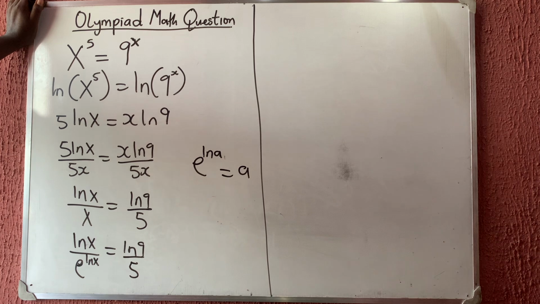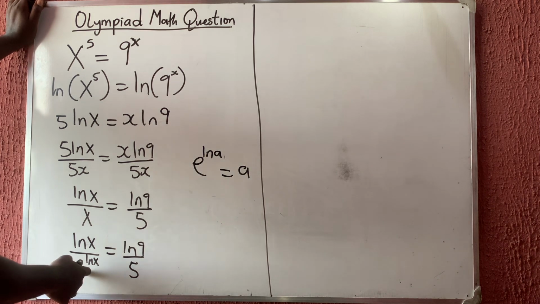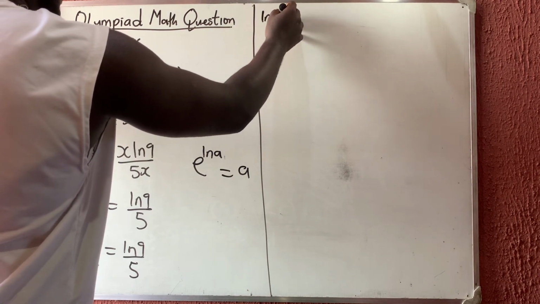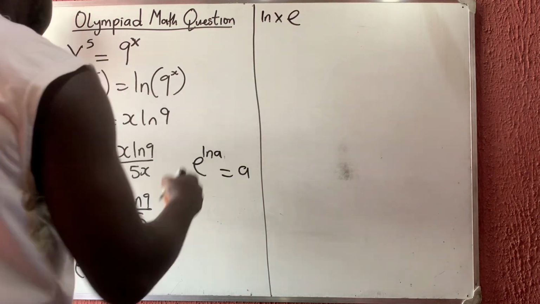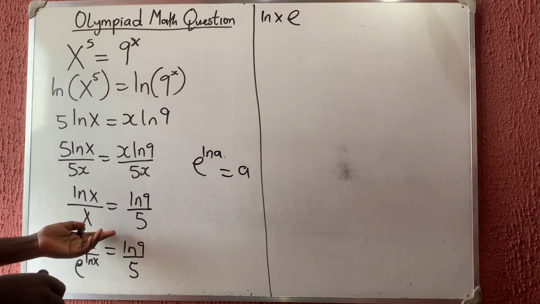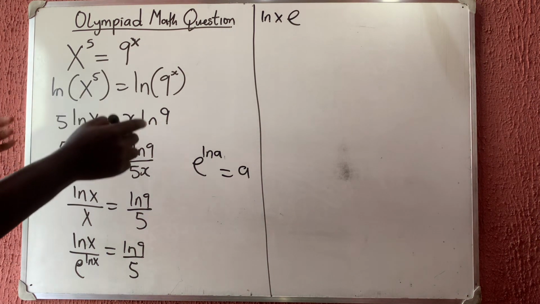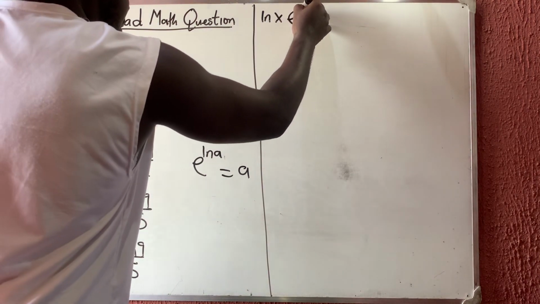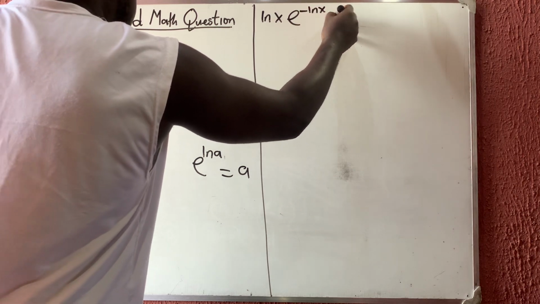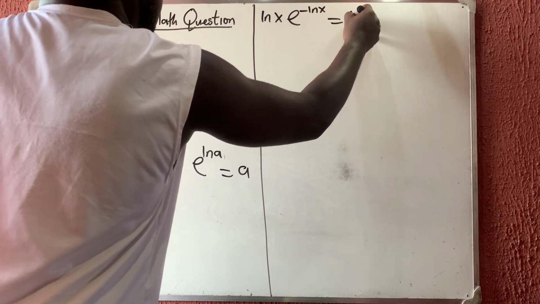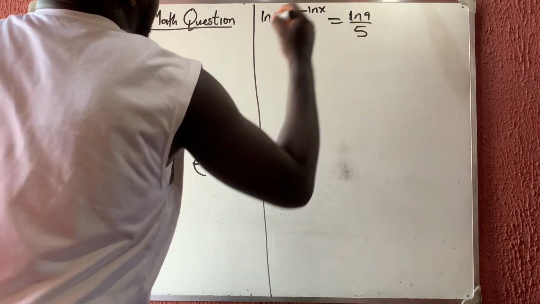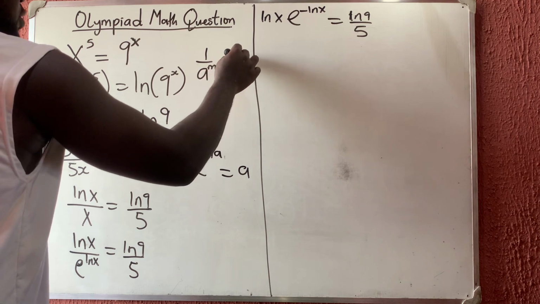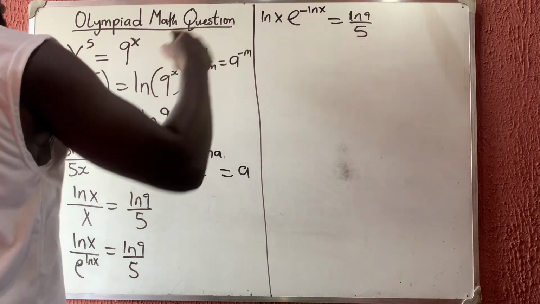Now the next thing we're going to do is bring this up here. I'm going to have ln x times the exponential, but if something down is going up in exponential, in fact in index, the power will change to be negative. So it's going to be minus ln x, is equal to ln 9 over 5. You should know that 1 over a raised to power m is the same as a raised to power minus m. That is what I did here.